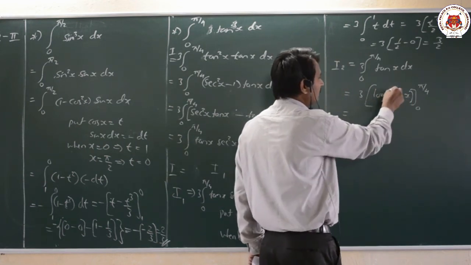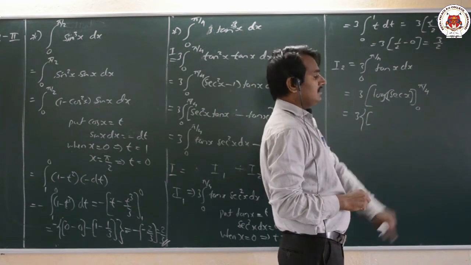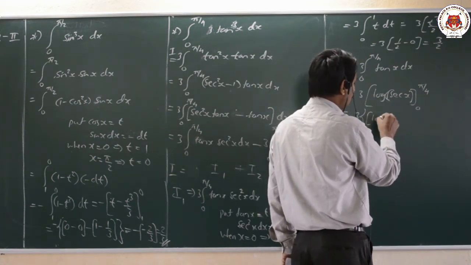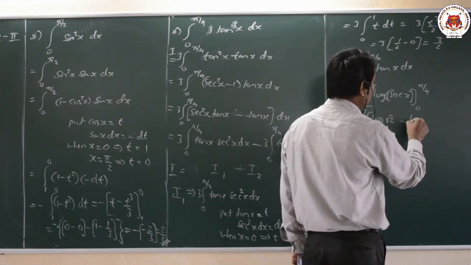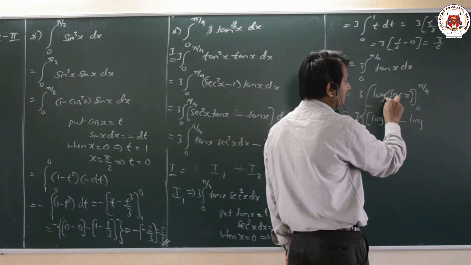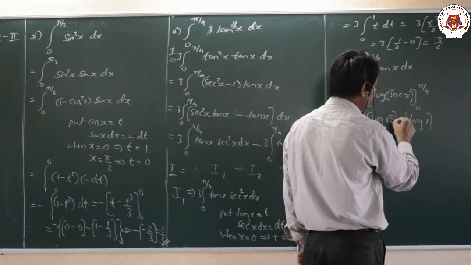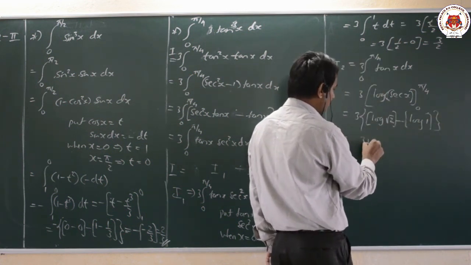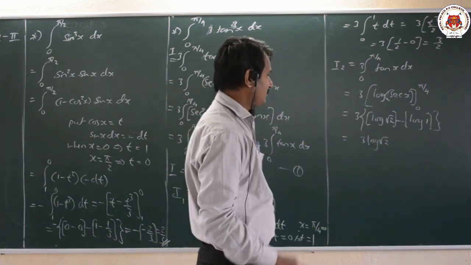Now you substitute the values here: 3 into the upper limit, secant pi by 4, that is nothing but log of root 2, minus the lower limit, that is log of secant 0. Secant 0 value will be 1 here. So now what is the answer here? Log 1 value is 0, so 3 into log root 2. This is the first point.